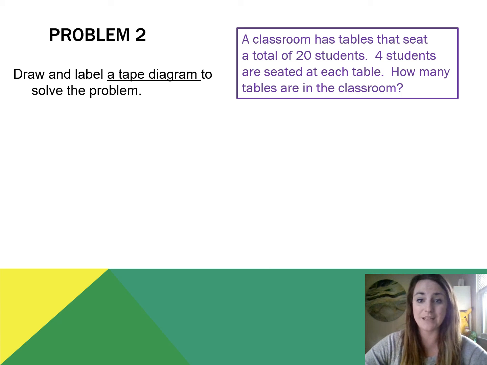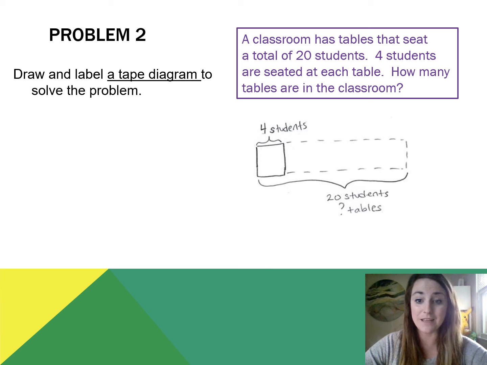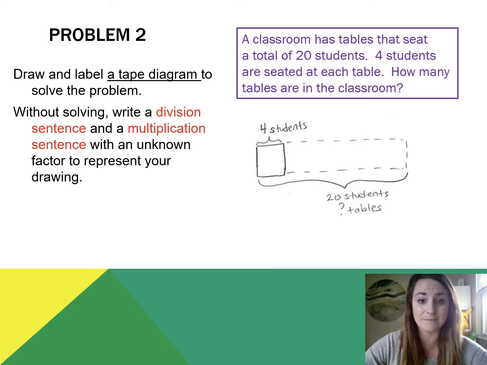A classroom has tables that sit a total of 20 students. 4 students are seated at each table. How many tables are in the classroom? Let's draw and label a tape diagram to solve this problem. Because I don't know how many groups there are, I use a dotted line to show that my groups are unknown. And I do label my size of the group as 4 students and the total as 20 students.